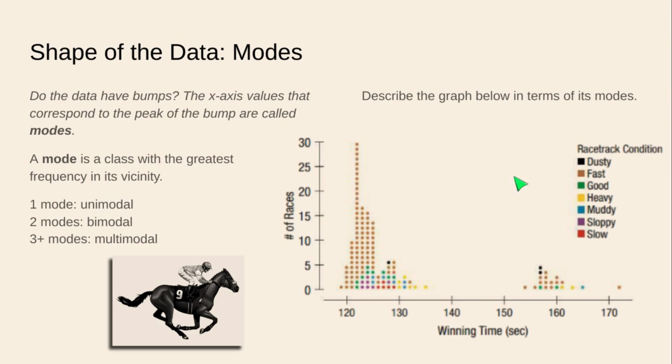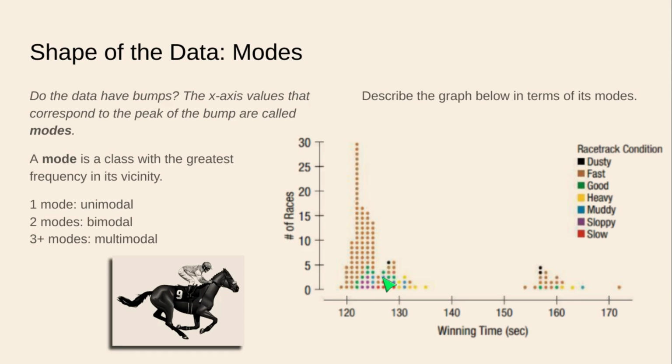And that indicates a fast racetrack condition, all right? How can a racetrack be fast? Well, it's conducive to horses running quickly, all right? But once we start getting into the mid-120s, we have some green popping up here, which means good. And we have some purple, that means sloppy, some red, that means slow, and a couple of fast tracks over here. But one thing to note, by and large, this first mode consists of fast tracks.